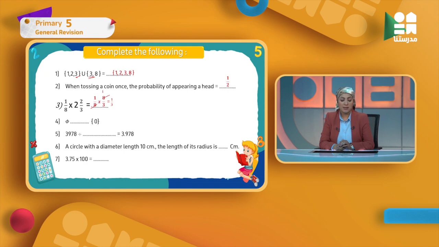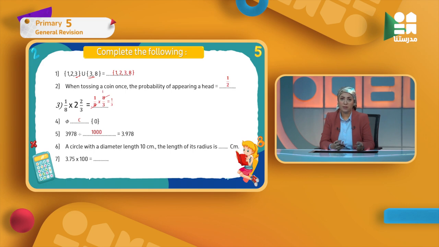Question 4, phi. Phi is a subset of the set 0 because phi and the set 0, both of them are sets. And phi is a subset of any set. It exists in all the sets.